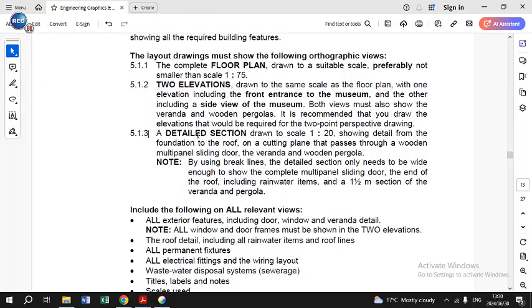So before we even start with this, we need to go back to your floor plan, and we need to find the multi-panel sliding door, and you need to place your cutting line or your cutting plane through the multi-panel sliding door. I'm going to use an example of one of the designs, which is going to be my final in this case, and I'm going to show you how and where you need to put your cutting plane.